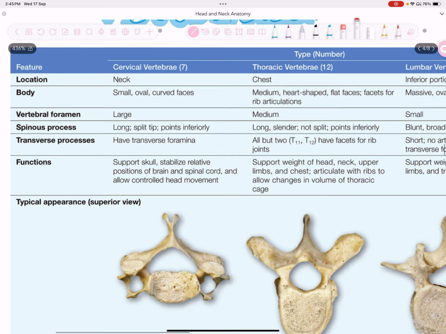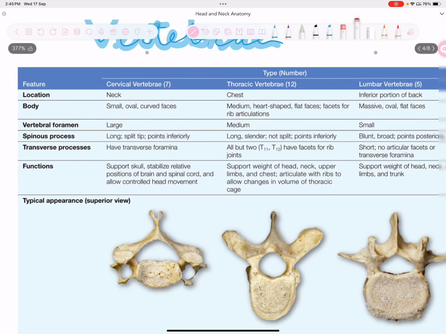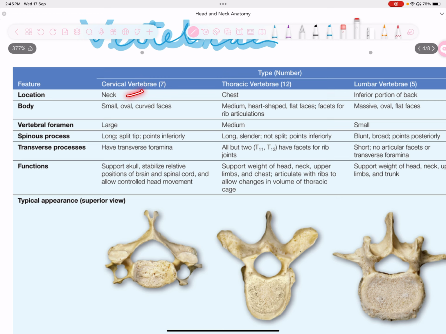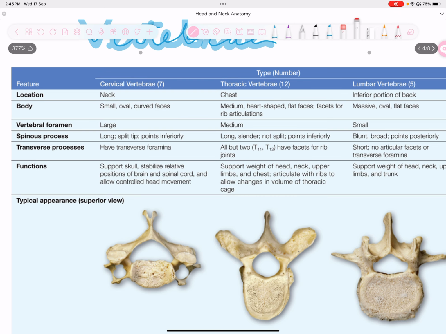Let's quickly review this table. 7 cervical, 12 thoracic, 5 lumbar. Cervical is found in the neck, thoracic in the chest, lumbar in the inferior portion of the back. Cervical vertebrae are small, oval, and have curved faces. So these faces are curved, you can see. Thoracic vertebrae are found in the chest. They're medium, heart-shaped, with flat faces. So their faces are flat, and they have facets for rib articulation, the costal facets. And lumbar vertebrae, as I've already told you, are massive, chunky, oval, and also have flat faces. So flat faces and curved faces. Now the vertebral foramen for cervical is large. For this, it's medium. For this, it's small.